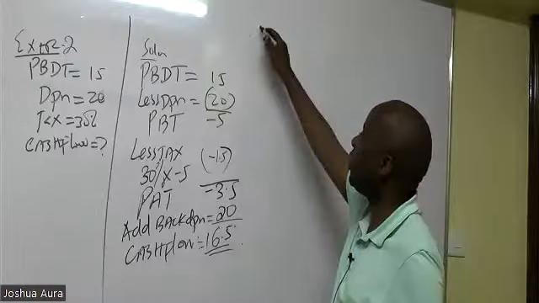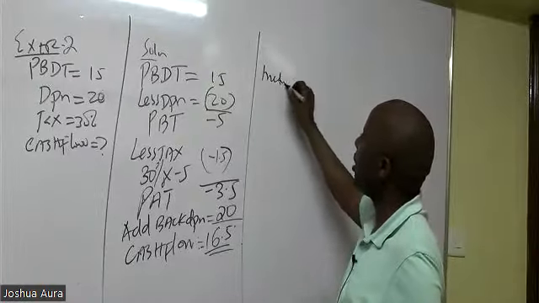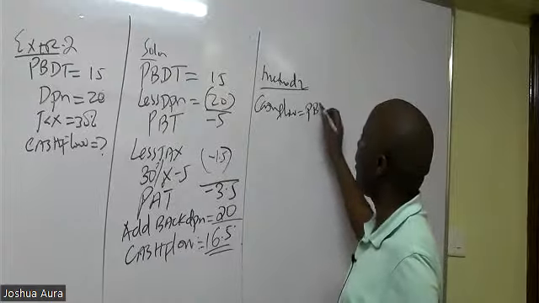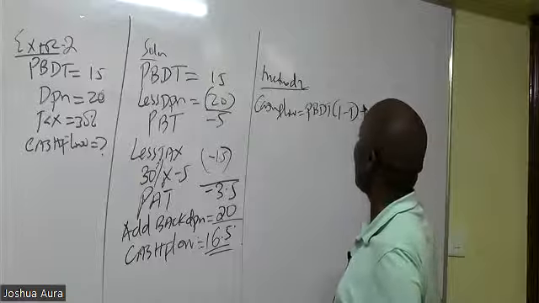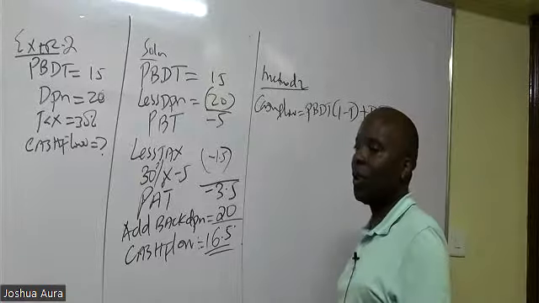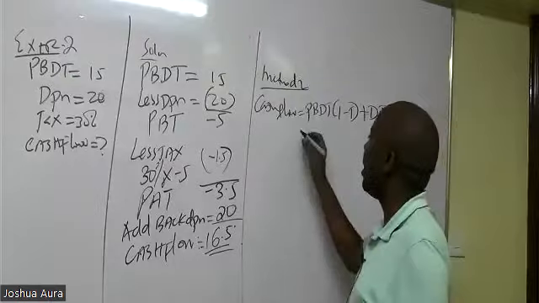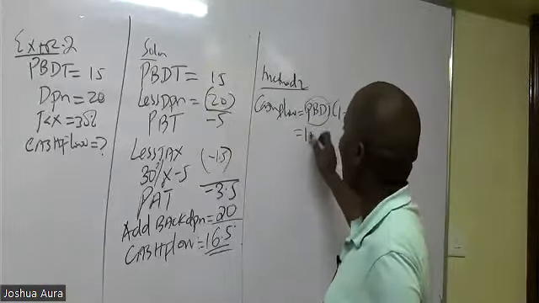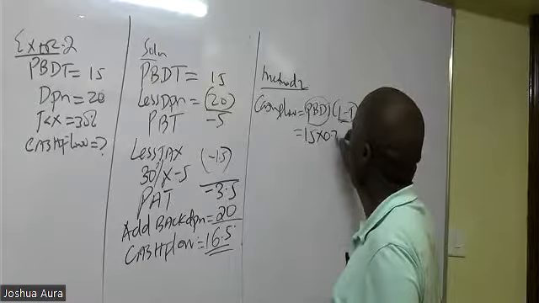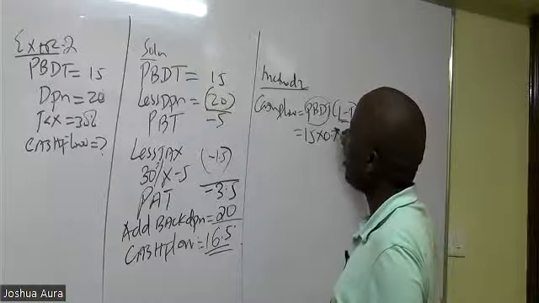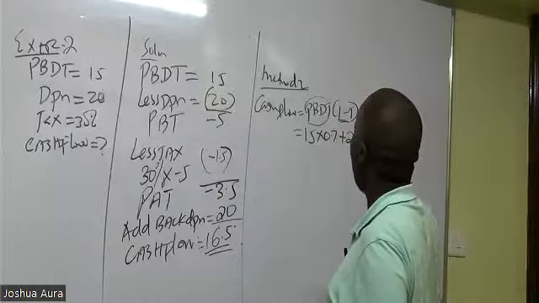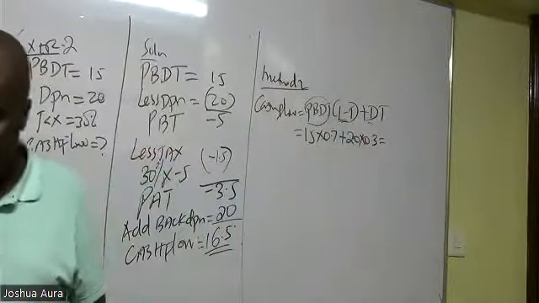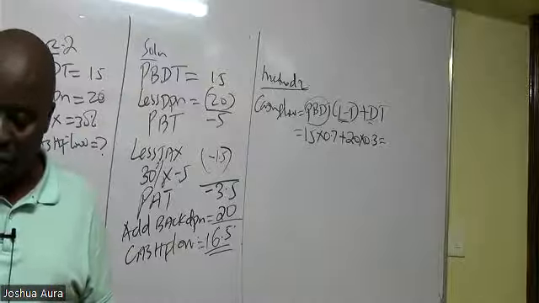Don't forget, ladies and gentlemen, that just in case you wish to use method 2, you could have also said that cash flow equals profit before depreciation and tax times 1 minus tax, plus depreciation tax shield. So here we have 15 times 1 minus tax, which is 0.7, plus depreciation of 20 times tax, which is 0.3. In that case, you'll be able to get that answer.